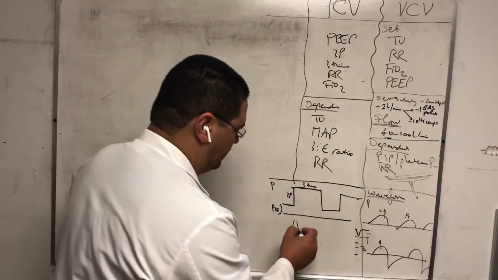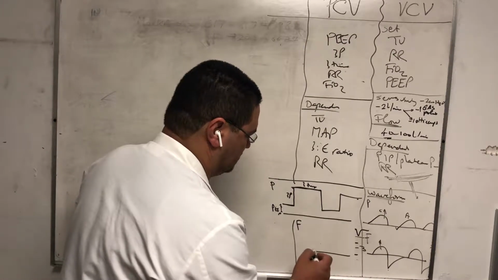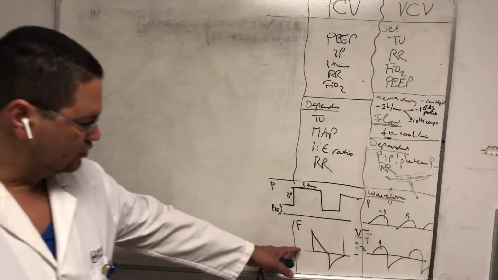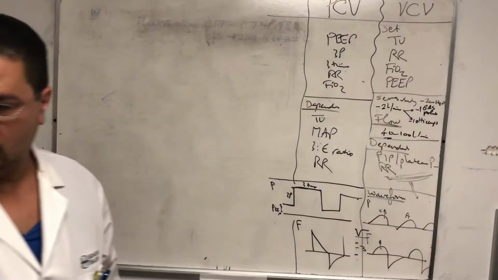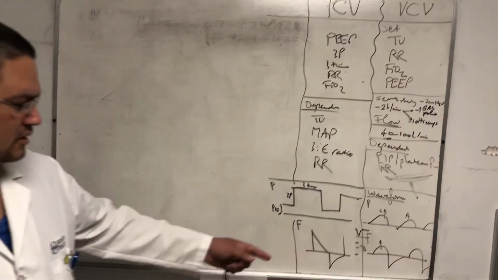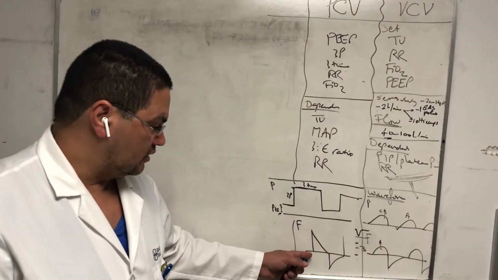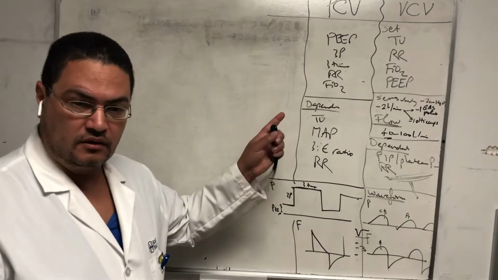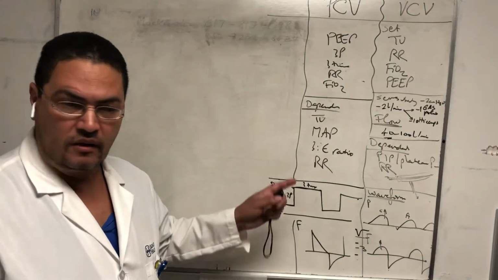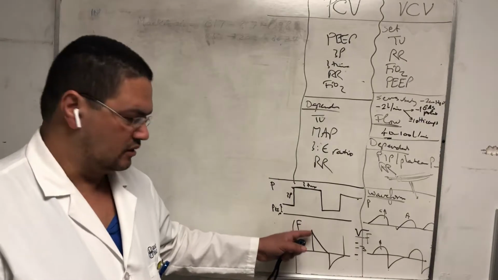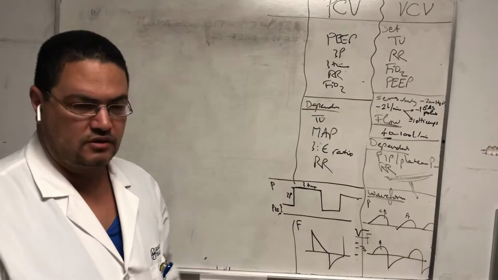The flow waveform looks like this. Huge difference between this flow waveform and this flow waveform, right? In this flow waveform, the pressure is delivered, the flow shoots up at a 90 degree angle, so an immediate increase in the flow. The maximum flow is reached in the beginning of the breath, and then it decelerates down. And the exhalation is the same.